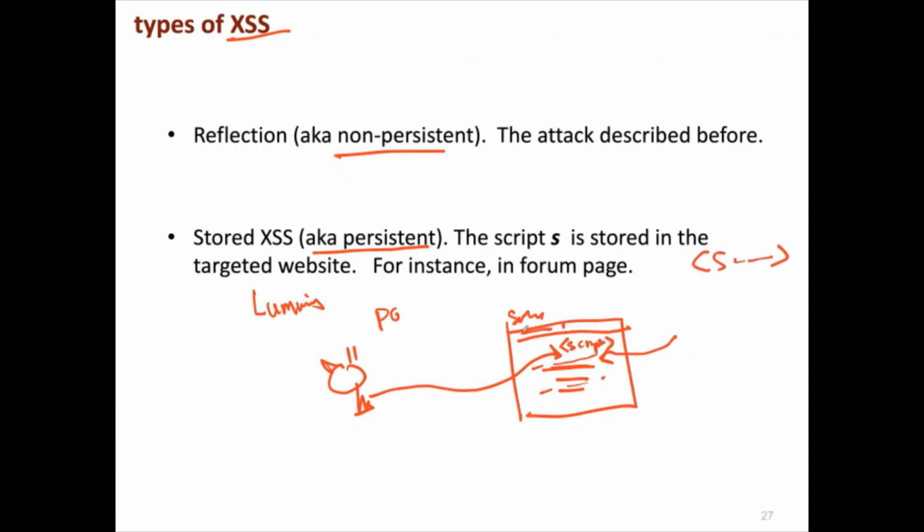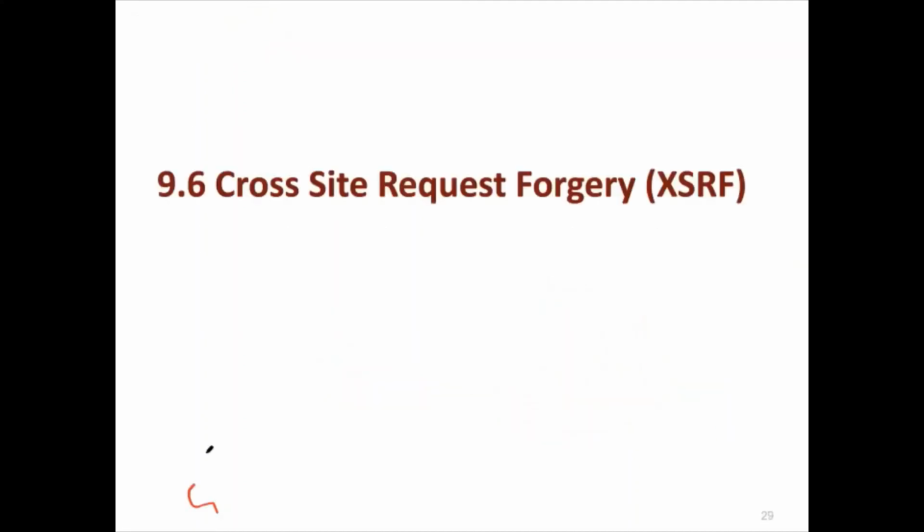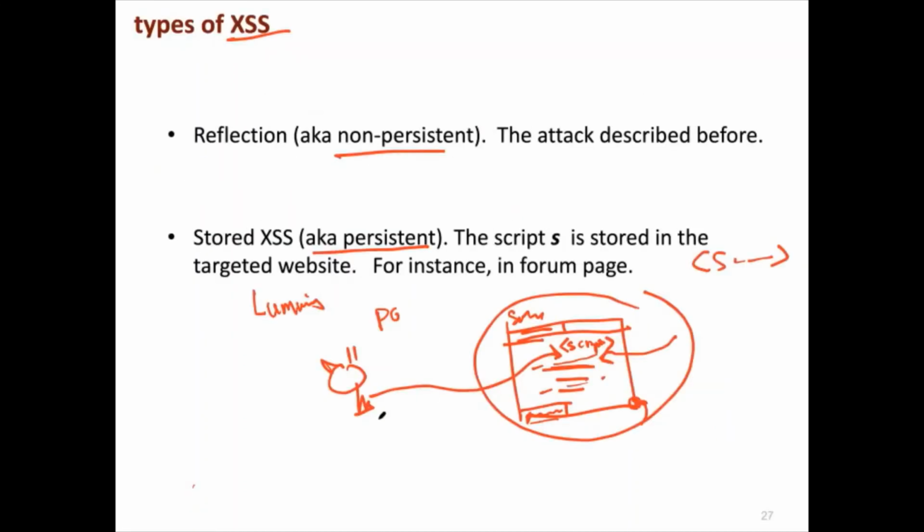Then the victim comes here. The victim is another user who views this web page, this forum page. In this case, the malicious script is persistent, stored in the web server, so that anyone who comes here will retrieve the injected script. This is different from the reflected type, where it's not persistent.